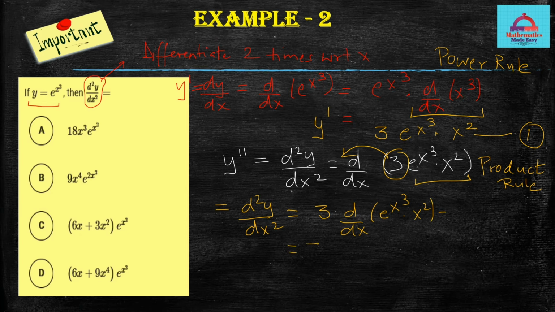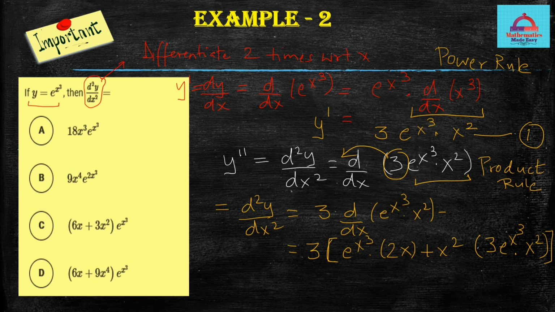So what are you going to get? 3 times first function as it is, derivative of x square, that is 2x, plus x square as it is, derivative of e to the power x cube, which is the same as your first order derivative. So I'm just putting the value from there. Okay, so that completes the second order derivative, but we need to do some sort of rearrangement for this function so that we can look at the 4 options and identify which is the correct one.